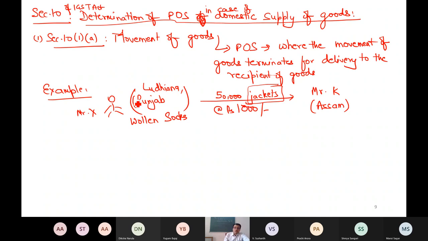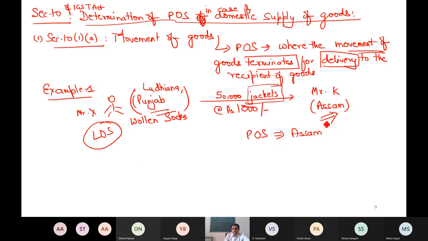What is the place of supply? This is the question. This is my example 1. What is the place of supply? I will apply Section 10(1)(a) because for this jacket, goods require movement. The place of supply is where the movement of goods finally terminates for delivery. Now suppose goods are to be delivered in Assam itself. The moment goods reach here, Assam becomes the place of supply. And for simplicity, let me assume the location of supplier is Punjab, place of supply Assam. It is a domestic supply. So one thing is sure that it is interstate. This is the first work which place of supply has done for me.